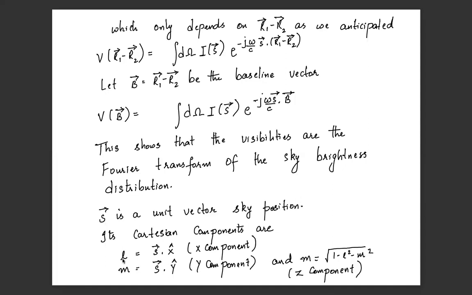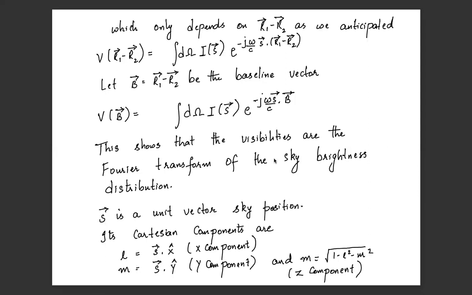Okay, so we have L and M, and that's all you need to figure out a position in the sky, because S is a unit vector. So M is just going to be equal to the value that makes the length of the vector S unity. So that's the Z component in this Cartesian basis.